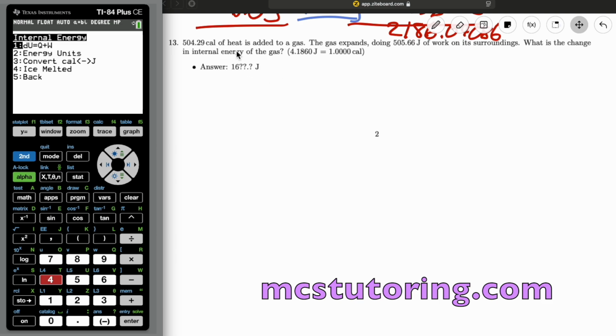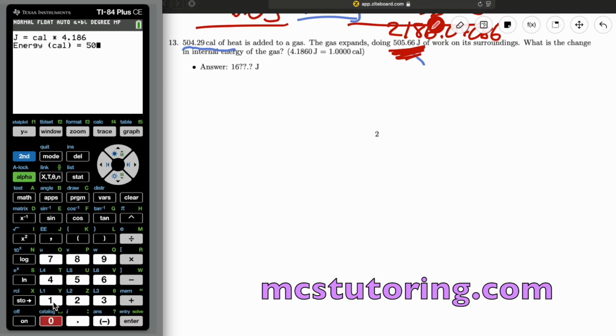But what we have to do is there's the calories added to the gas, and then doing work on 505.6. So the first thing is we've got to go to the unit conversion here. Okay, so that's going to be option 3. And then we want to go to joules, right? So we got to do this, so it's not confusing, I'll make the joules already in red. And so we're going to be converting the blue to the red, the 504.29 calories. So we're going to do option 1, calories to joules.